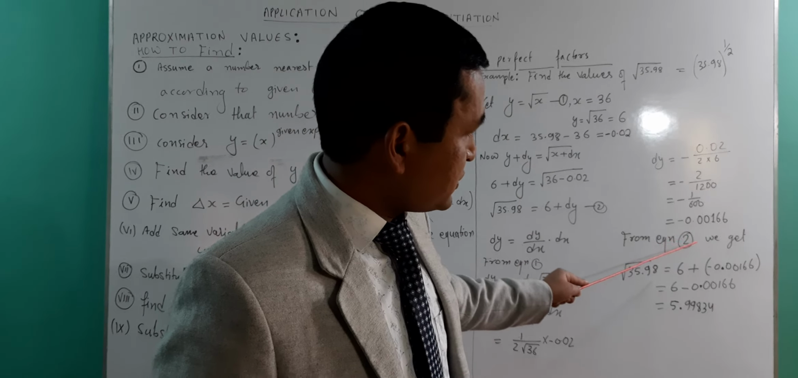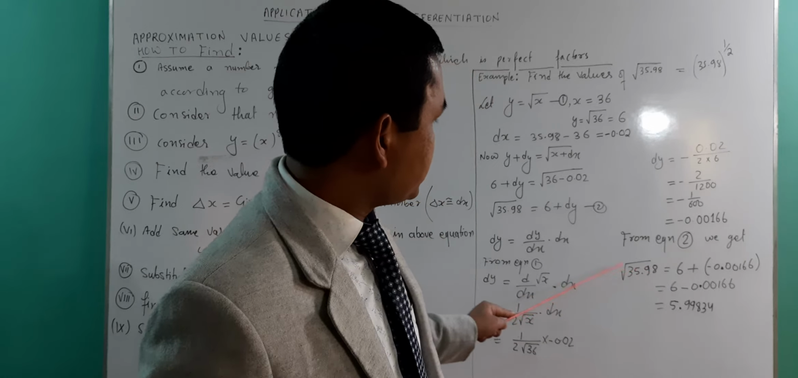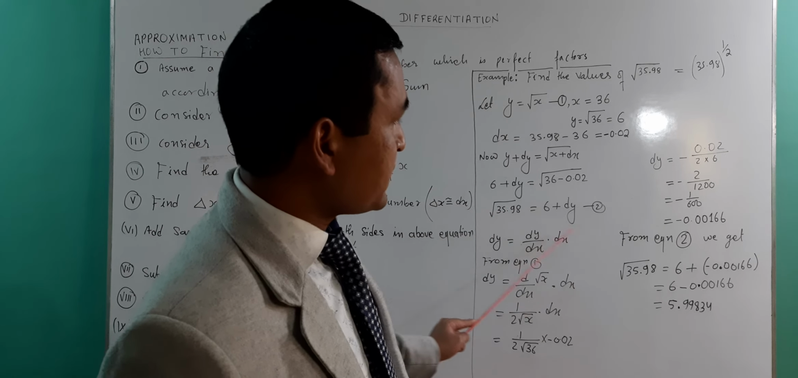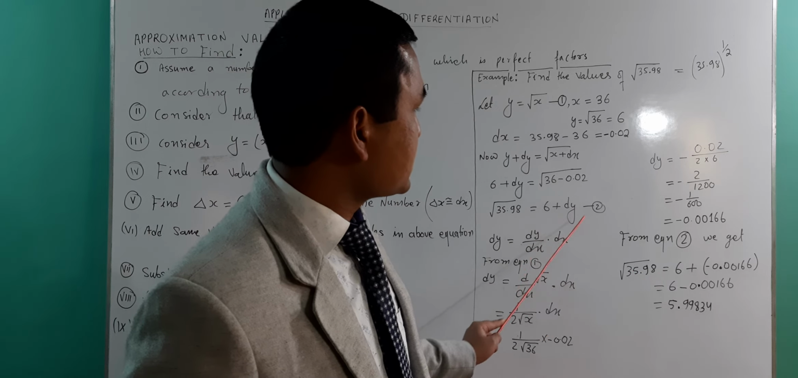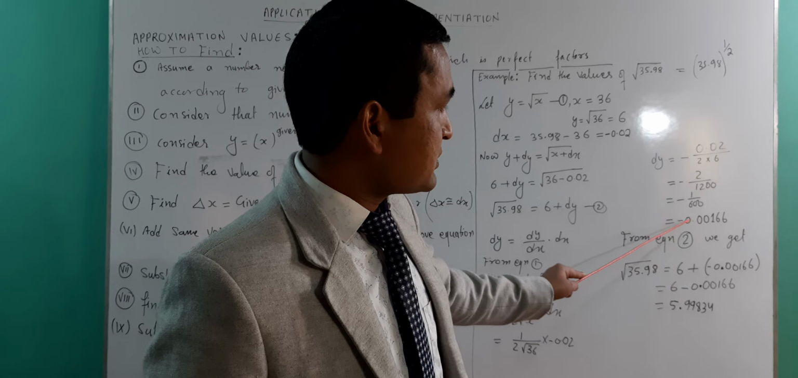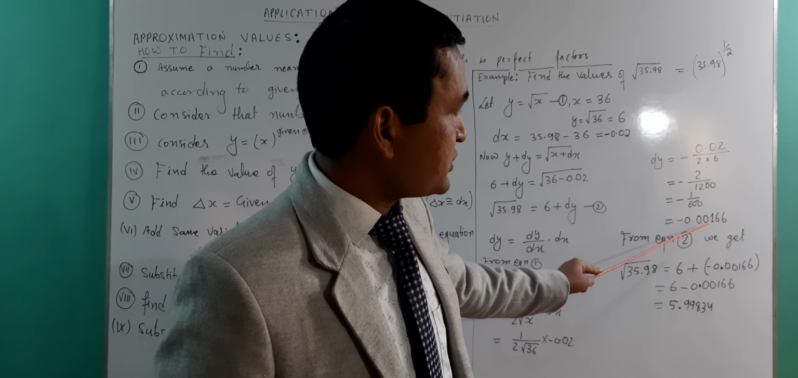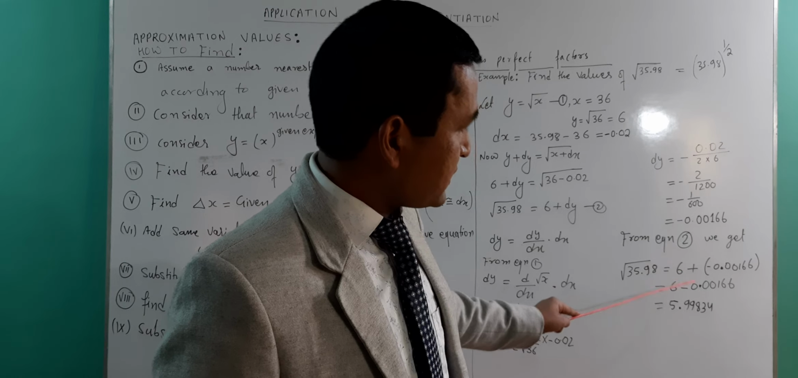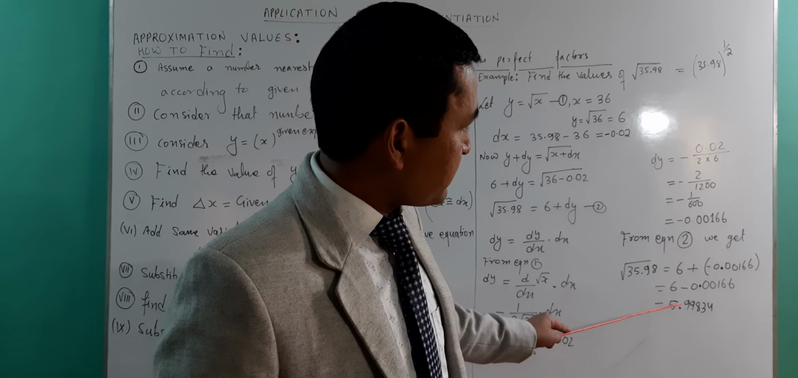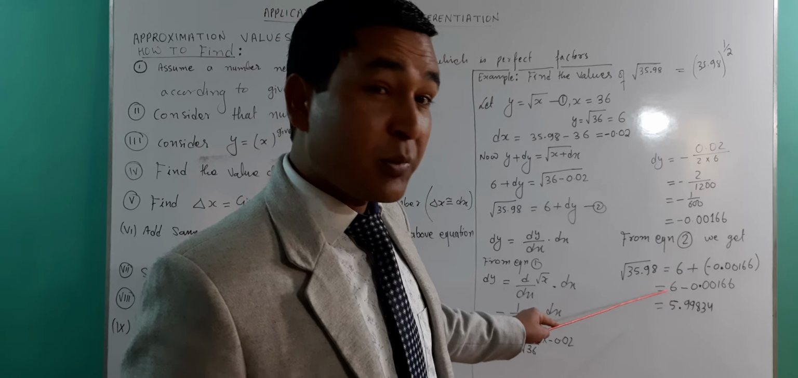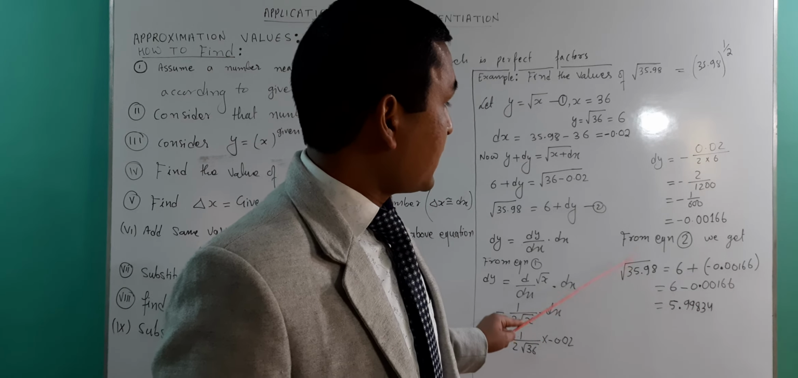From equation 2, square root of 35.98 equals 6 plus dy. In place of dy, substitute the value, minus 0.00166. After subtracting, we get 5.99834. This is the approximation value of square root of 35.98.